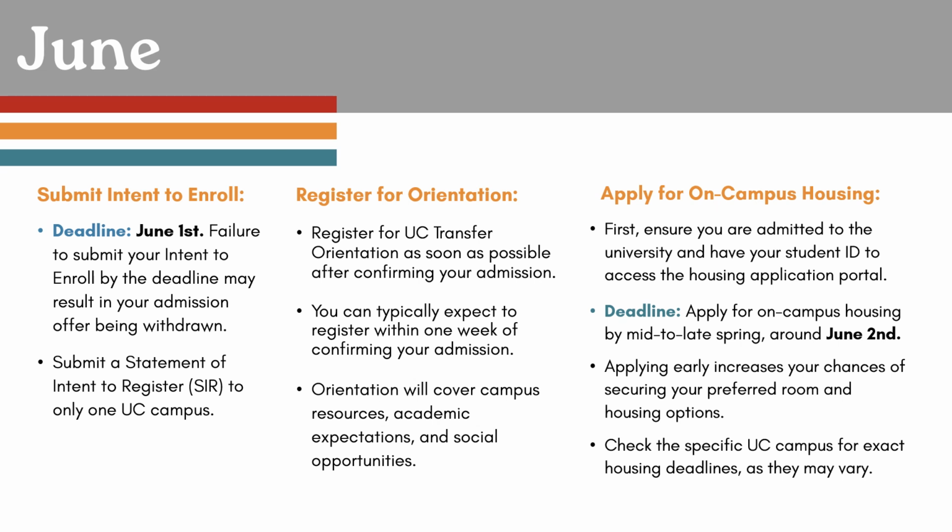The deadline to apply to on-campus housing is June 2nd. However, applying early increases your chances of getting your preferred room and housing options. You will usually need to be admitted to the university and have your student ID to access the housing application portal. This happens ideally before the priority deadline listed on the university's housing website, as housing is typically first come, first served, and spaces can fill up quickly. It is important to remember that each UC campus may have slightly different housing application deadlines, so always check the specific information on your chosen university's housing website.